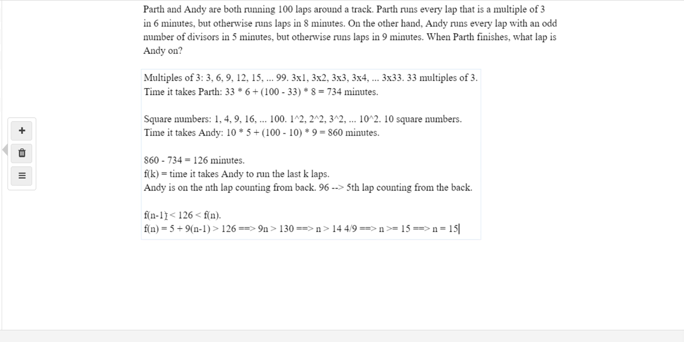But what is that converted to the number counting from the front? Looking back at our example here, 96 became 5, and the way we did that was we took 100 minus 96 and added 1 effectively. So doing the same, we can say k, the number we're looking for, plus 1 equals 15. And solving that gives k equals 86. And this is going to be our final answer, 86 laps.